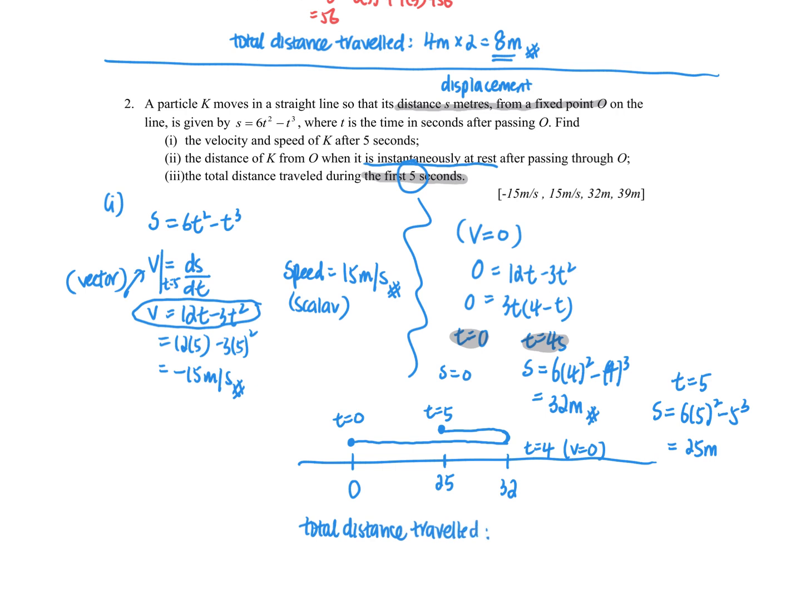So because it moved here, right? This one clearly 32 meters. And then after the turn, it shifted here. So from 32 to 25, you go and take a subtraction. It's actually 7 meters. So there's an additional 7 meters over here. So totally the particle traveled 39 meters.